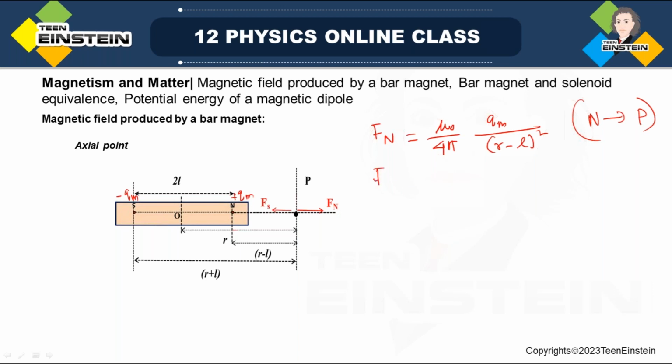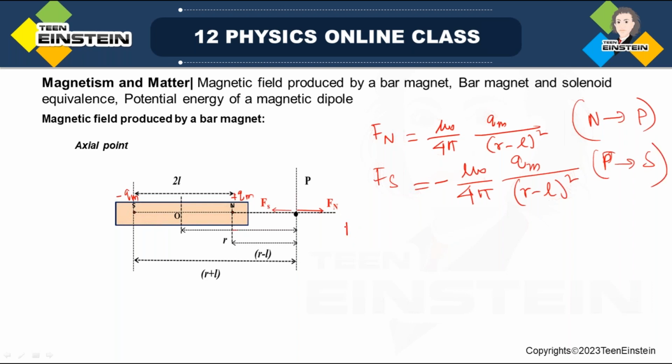Now similarly we can find the field produced by the south pole, where the negative qm charge is there. So I can write minus mu0 by 4 pi qm divided by r plus l whole square. This direction is from P to S. The field produced by the south pole will be in the opposite direction to Fn, as you see here in the figure. This will be towards S.